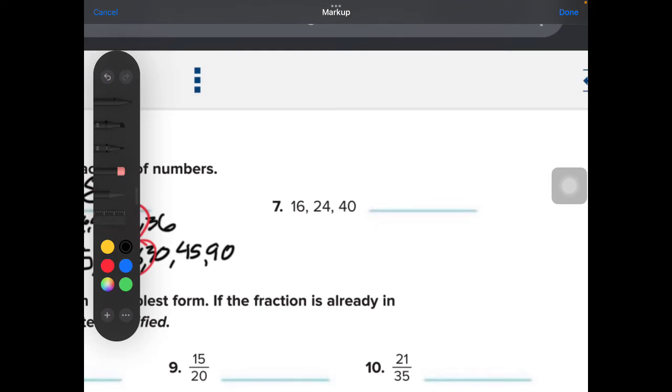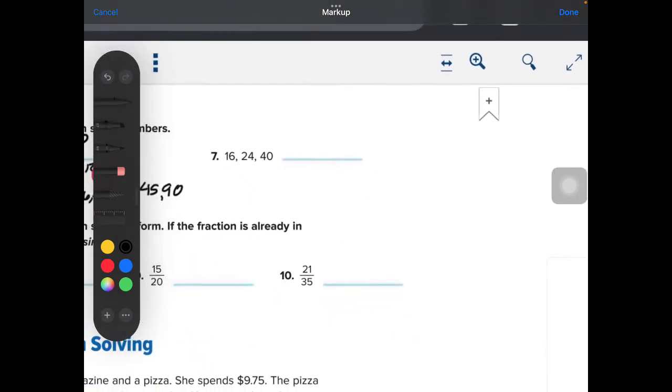Okay, number 7. I'm going to do this work off to the side because I have more room over here. So 16, 24, and 40. It's nice when you do the work the first time because then you might use it somewhere else throughout the chapter. All right, for 16, we're going to have 1 and 16. 2 will go into it 8 times. 3 will not go into it. 4 will go into it 4 times. 5, nope. 6, nope. 7, nope. 8, nope. Okay, 24.